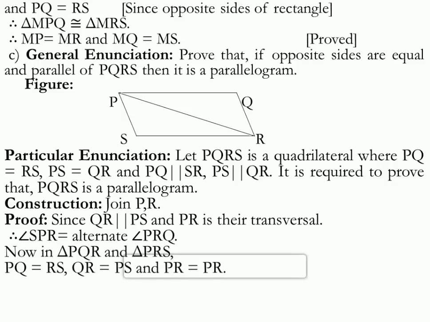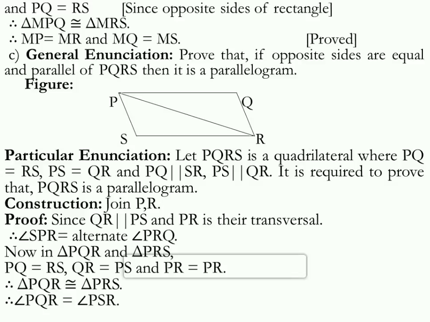Again, in triangle PQR and triangle PSR, PQ equals SR as they are opposite sides of the quadrilateral. PS equals QR, same, opposite sides of the quadrilateral, and PR is the common side. So three sides of a triangle are equal to three sides of another triangle, so you can say these two triangles are congruent. When these two triangles are congruent, their corresponding angles should also be the same. So we can write angle PSR equals angle PQR.